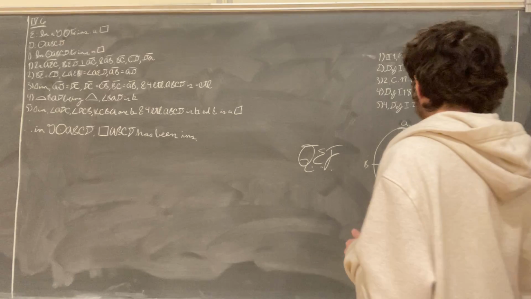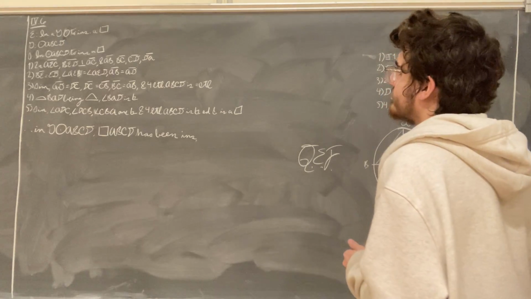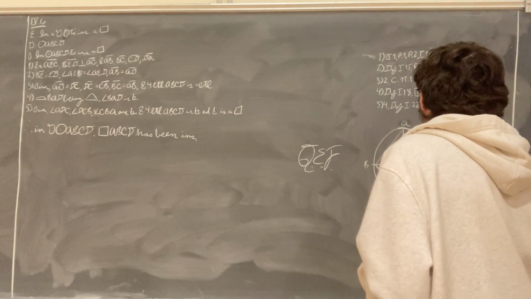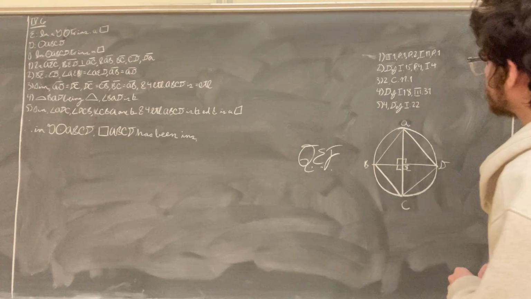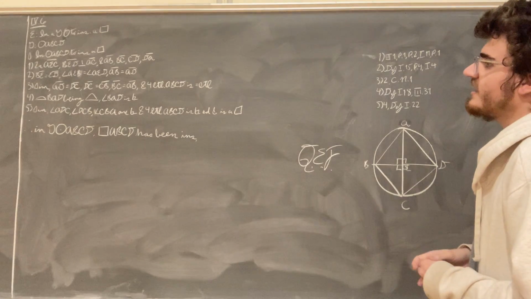Finally, we join the straight lines AB, BC, CD, and DA, like so. We do that all by postulate 1.